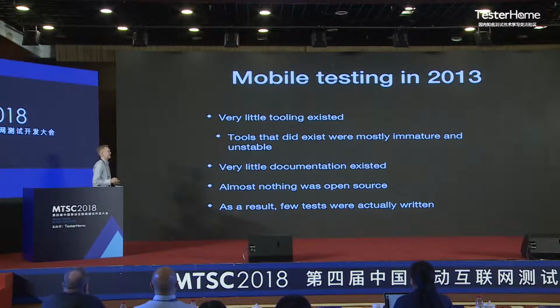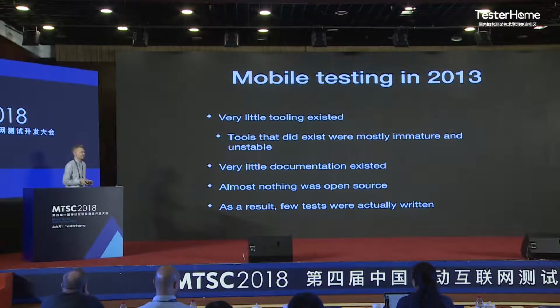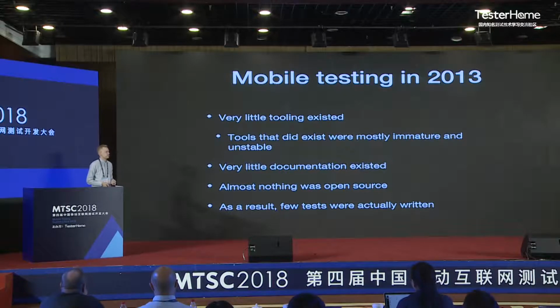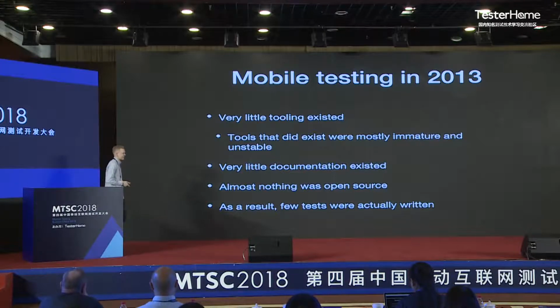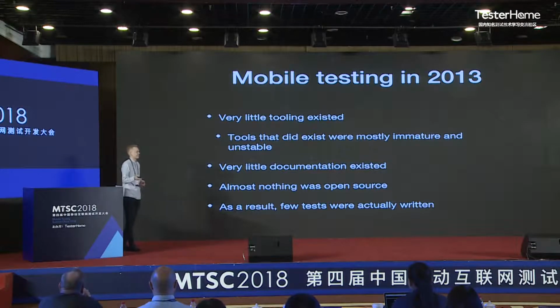And mobile testing in itself definitely existed, but it was very immature. Many of the tools were quite unstable, which is understandable because everything was quite new. Even the official documentation from Google was quite lacking, to put it nicely. And many of the tools were not open source. Almost nothing existed, with the exception of Appium, but at this time it only supported iOS. So as a result, especially at our company, very few tests were actually written.